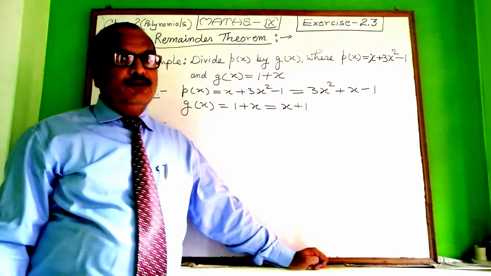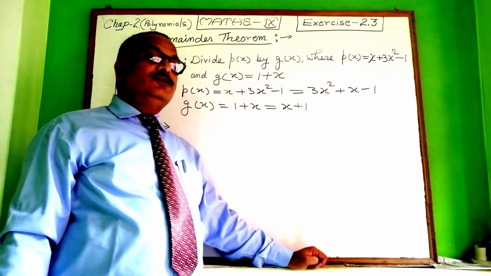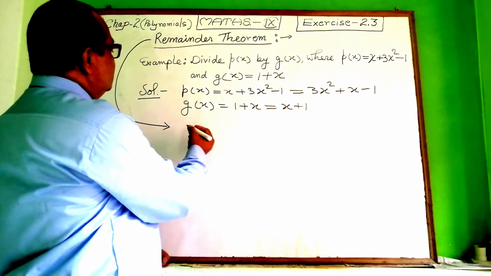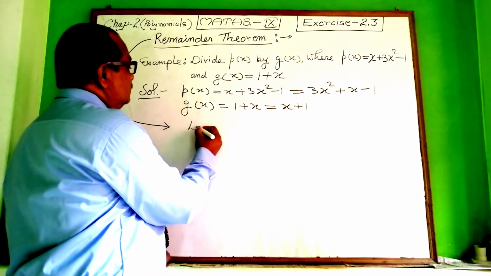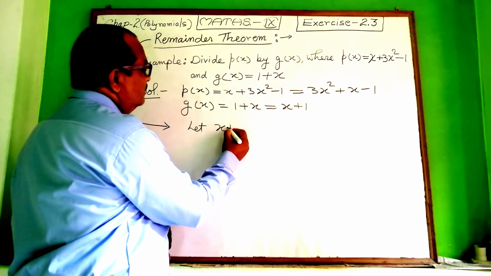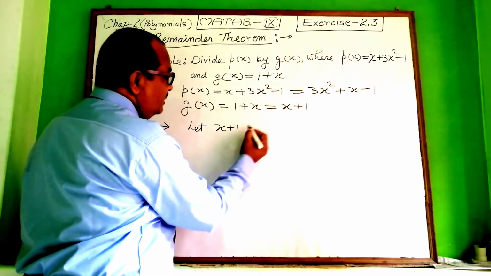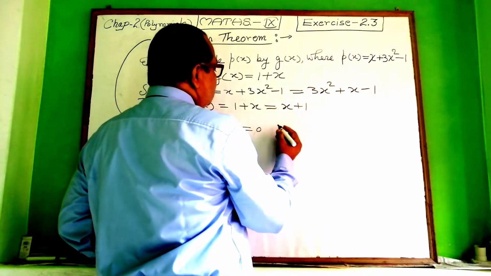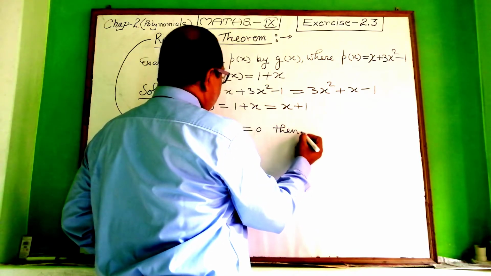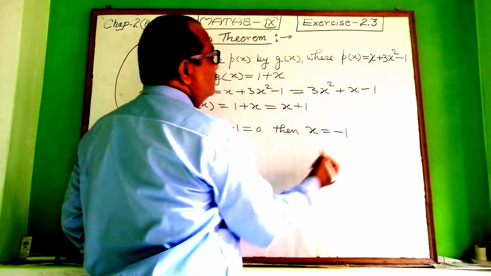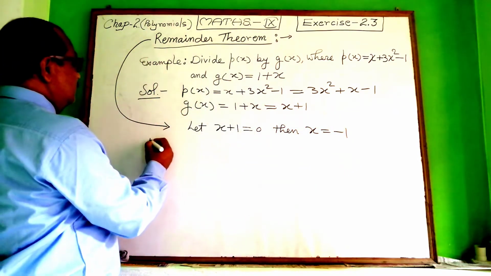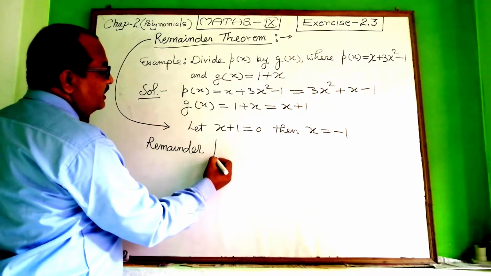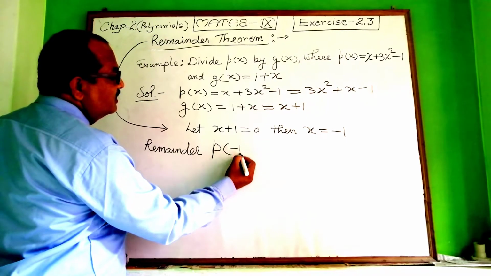Now the same question we can solve with the help of the remainder theorem. You can see here, first of all, the solution. To find the remainder, you first make the divisor 0. First you consider x plus 1 is equal to 0, then you can write x is equal to minus 1. So according to the remainder theorem, the remainder can be calculated as p(minus 1).